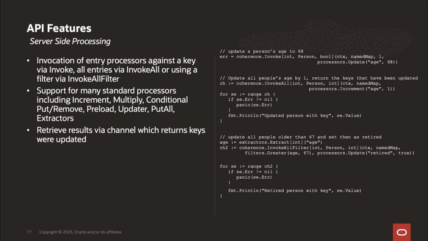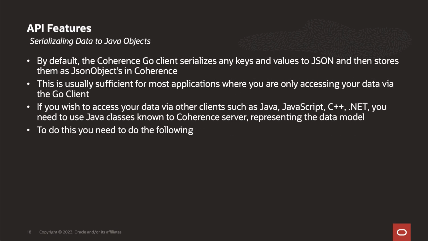The third one, which is not really politically correct, we're going to update all people older than 67 and set them as retired. So we've got the age extractor, and we're using a filter this time. So we're saying where the age is greater than 67, we're going to update the retired field to be true, and that will return the keys of the people who have been updated.